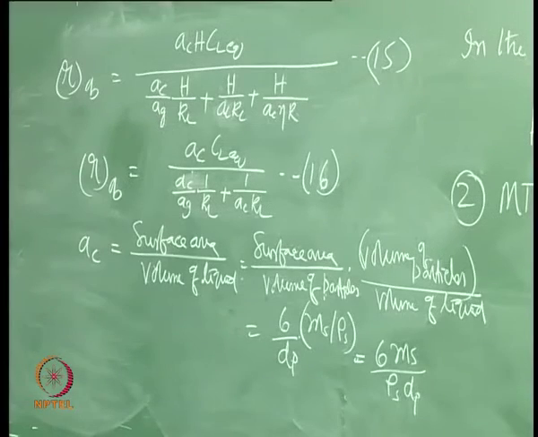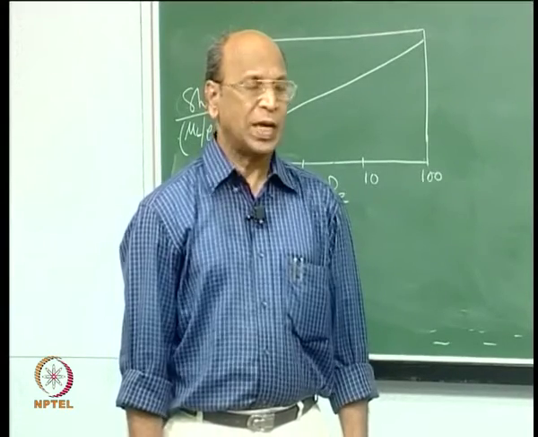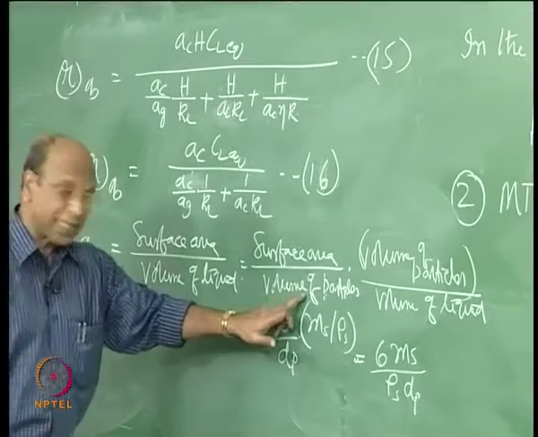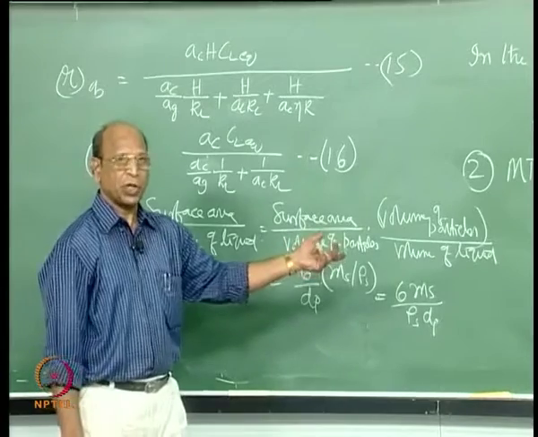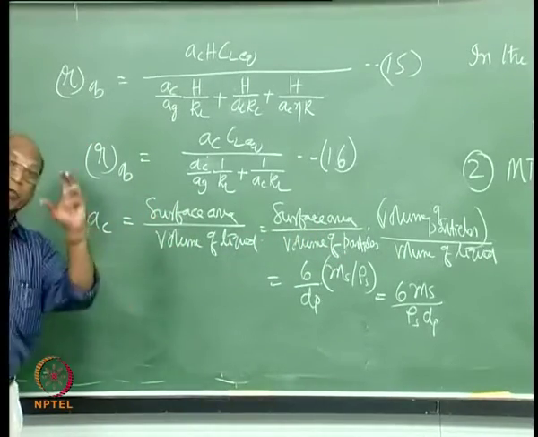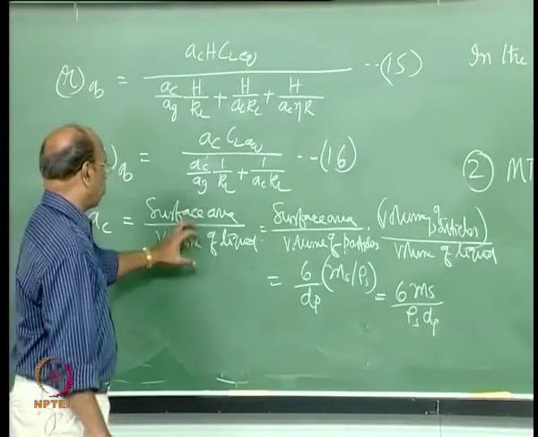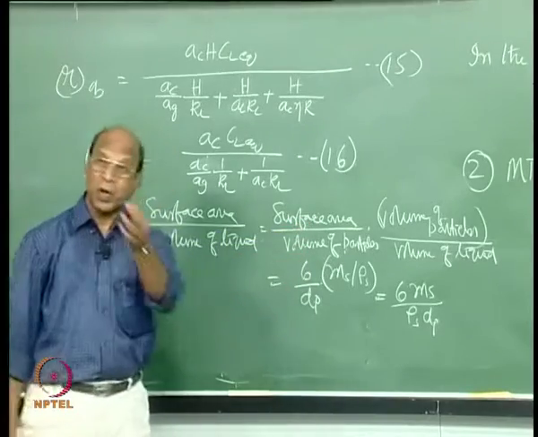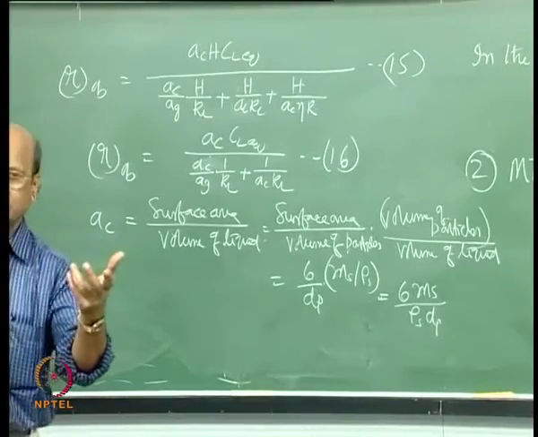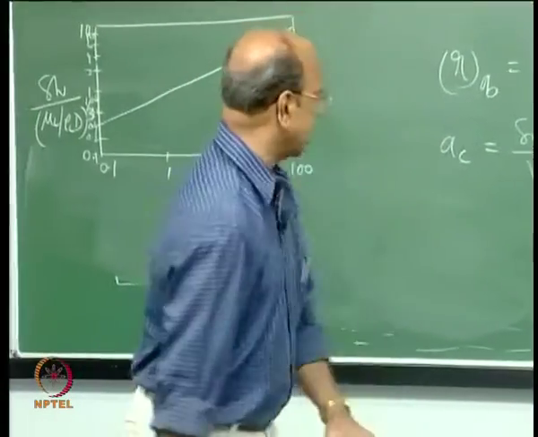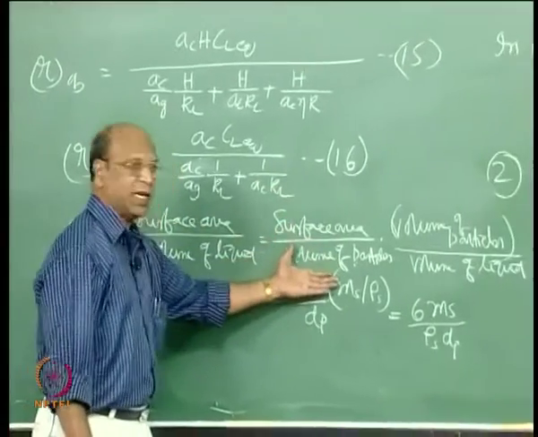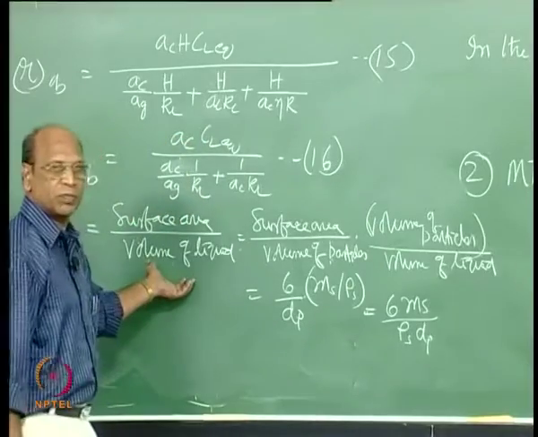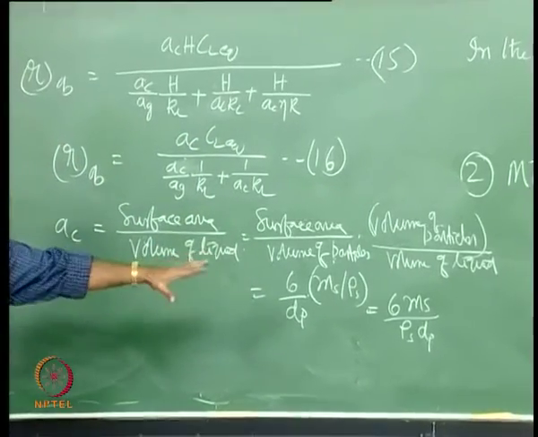Yeah, is there any problem? Not able to get that? Where is volume of liquid? Because I am interested here. See, I introduced here volume of particles, right? Per unit volume, because the definition here is surface area per unit volume of liquid. Normally, what we use is surface area per unit volume of particle. But the definition given here is surface area per unit volume of liquid. But this I can also write as surface area per unit volume of particle multiplied by volume of particle divided by the same volume of the liquid. So, that way I can use this equation to calculate AC.